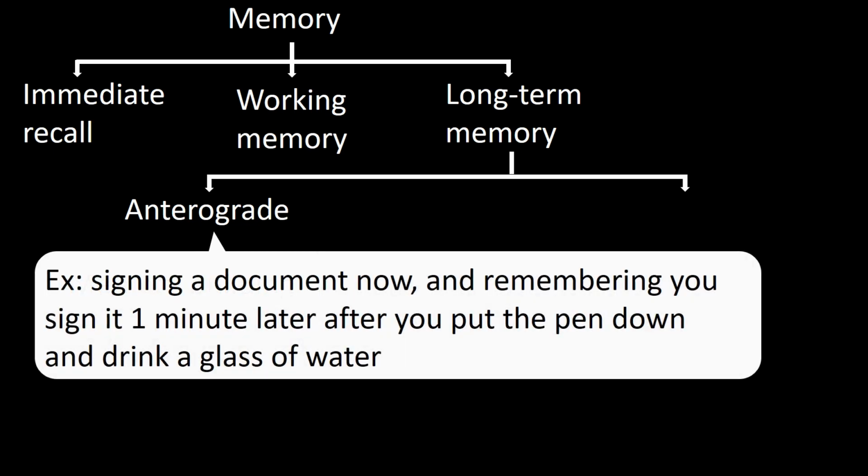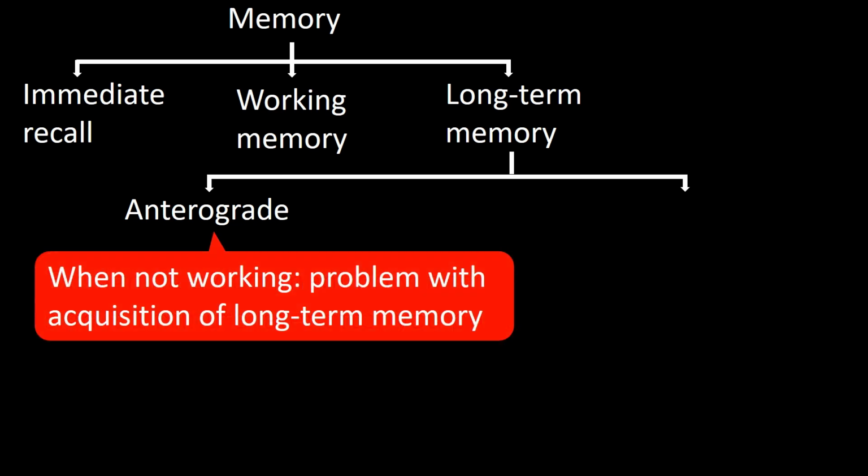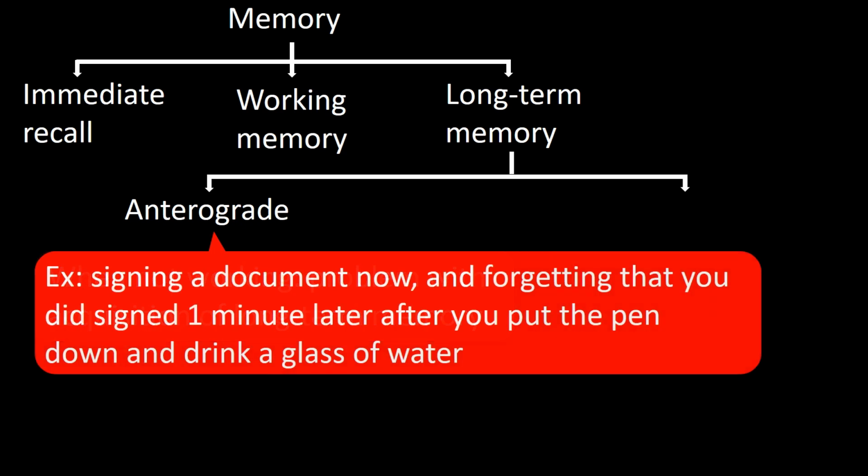An example is signing a document now and remembering that you sign it 1 minute later after you put the pen down and drink a glass of water. When this process fails, no new long-term memory is acquired. An example is signing a document and 1 minute later, after putting the pen down and drinking a glass of water, forgetting you did.